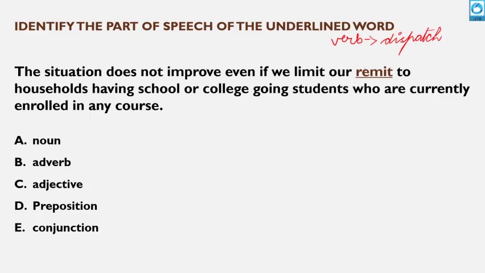But here in this particular statement, remit is used as a noun, meaning scope, or you can say ambit. So if we limit our scope to just households having children who are school going or college going, just that scope, that is the meaning used. So here the correct part of speech will be noun.